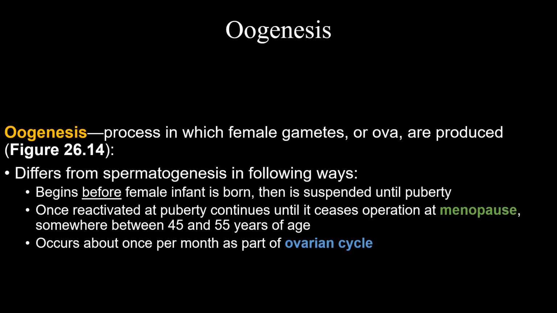Now first, oogenesis. And this is the process of gamete development in females, which produces an ovum, an egg cell. And it differs from spermatogenesis in many ways. For one, oogenesis actually begins before a female infant is born, but then it stops. This process arrests before puberty. And at that time, it will resume and remain active as part of the ovarian cycle until it ends at menopause. And this usually occurs between the ages of 45 and 55. And we're going to look here at the stages of oogenesis.